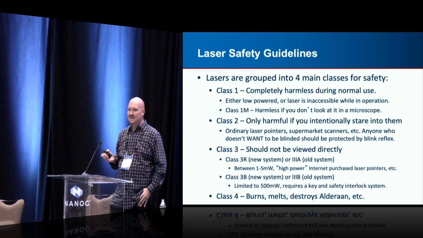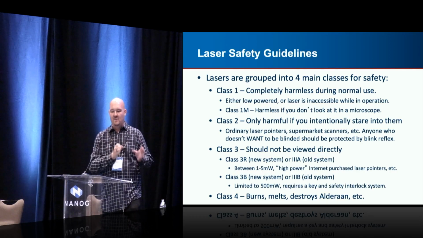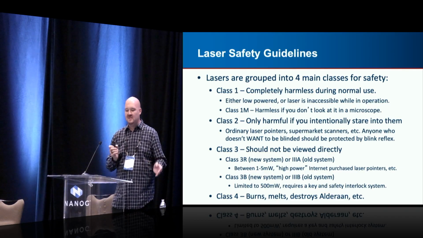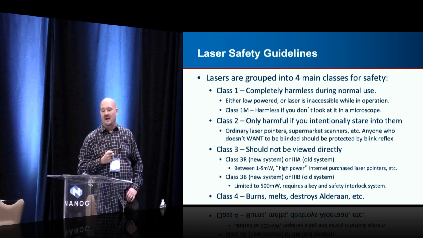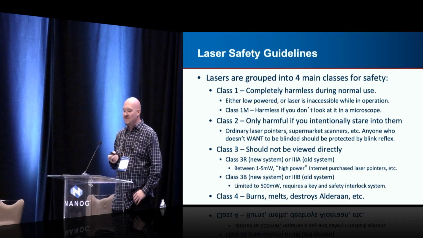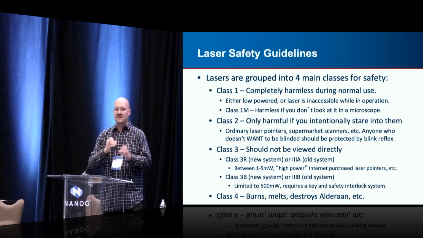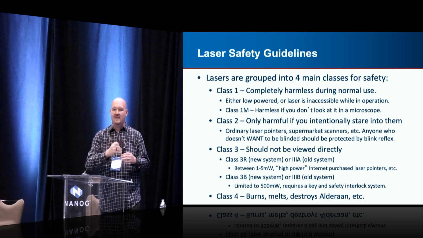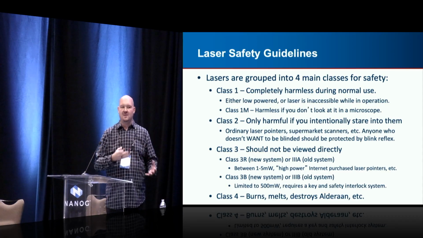Class 3 is something that can be harmful if you look at it accidentally. So there's 2 different ways that that's split. There's an old system and a new system. It used to be called 3A and 3B. Now it's called 3R and 3B. And that has to do with different frequencies of light and different power levels being given different classifications depending on how likely it is to cause harm.